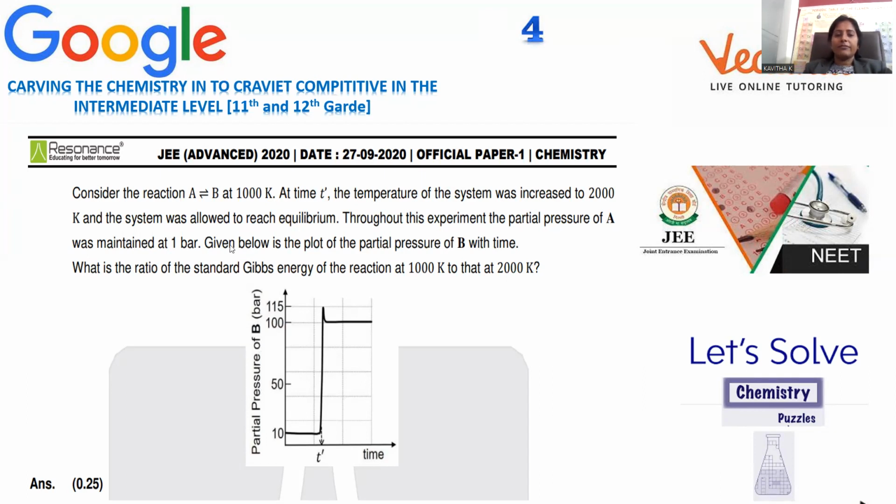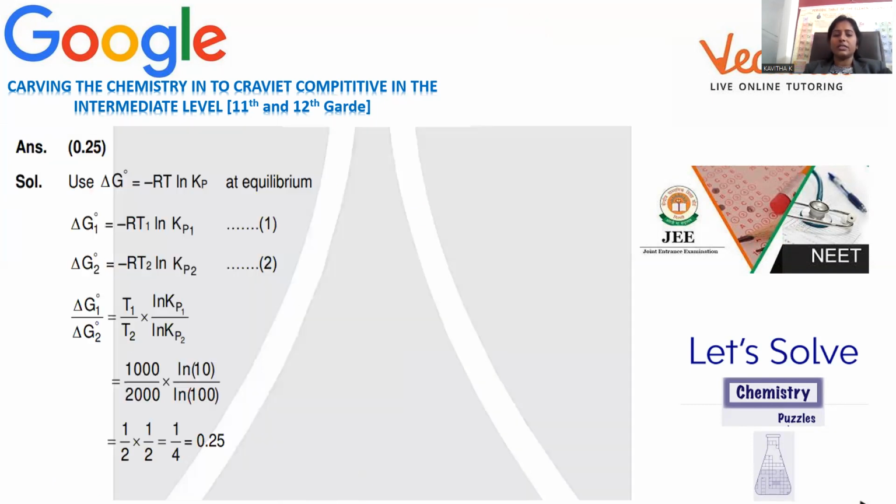Okay, they're asking: consider the reaction temperature of the system increased, then what is the ratio of standard Gibbs free energies? Gibbs free energy at 1000 Kelvin, Gibbs free energy at 2000 Kelvin. That ratio we have to consider. That ratio is given as 0.25. Being a ratio, no units are mentioned, right? 0.25 will be the correct answer. Let's see how we can achieve this answer.